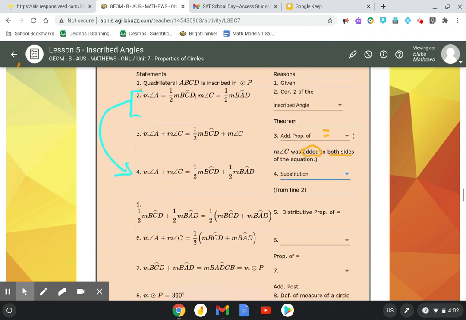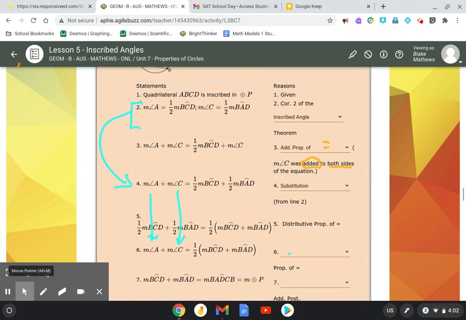And then they use the distributive property. And then you can see in this next one, they've brought A's down, brought C down. They replaced those with each other. And so that must be the transitive property.